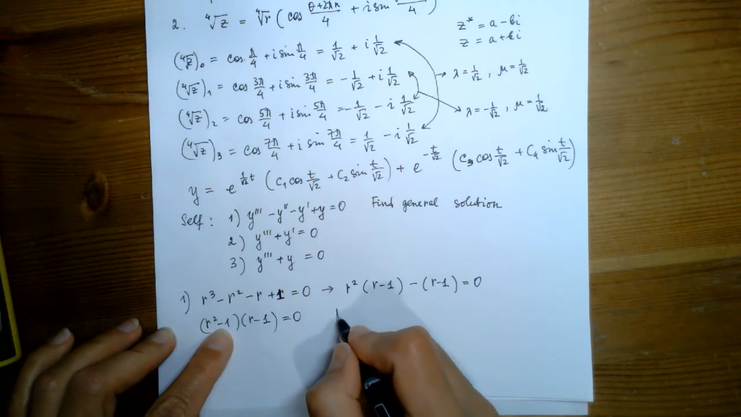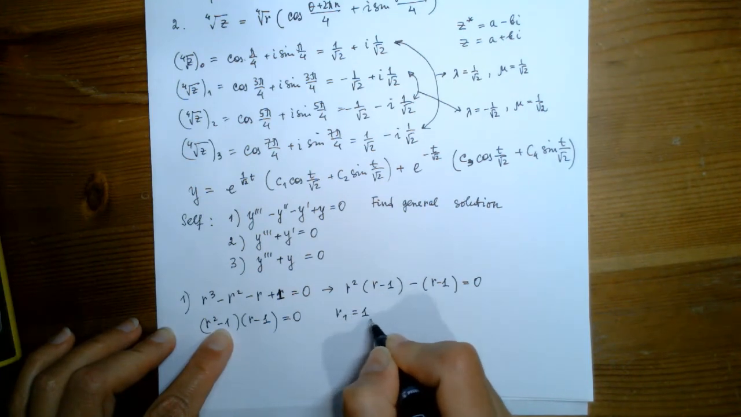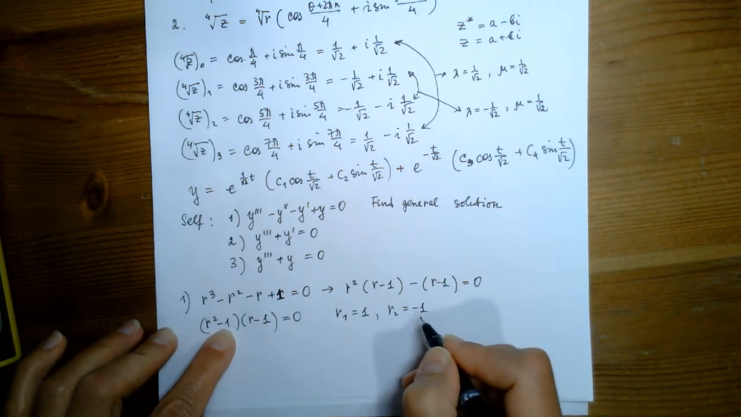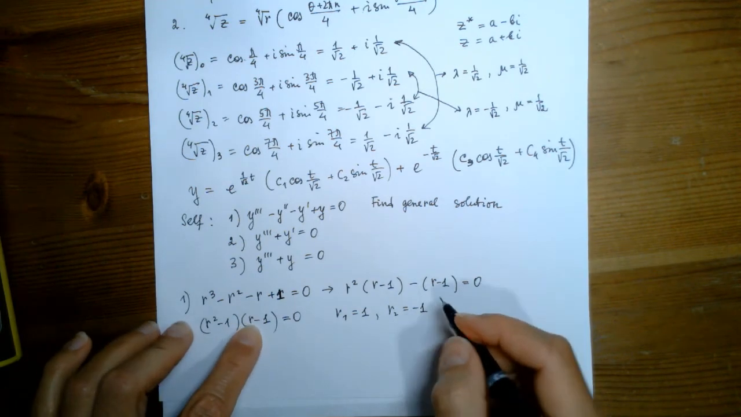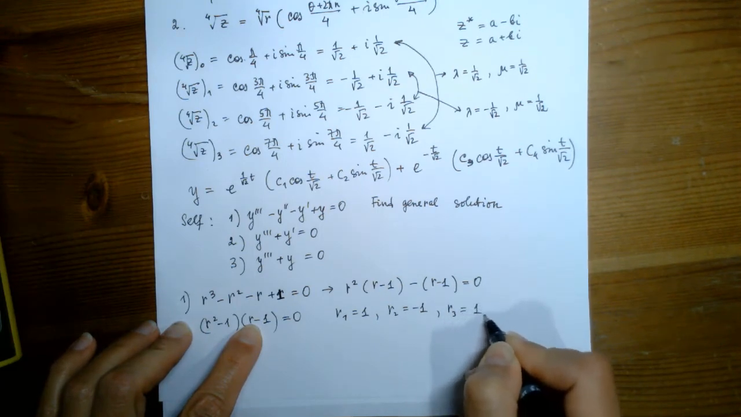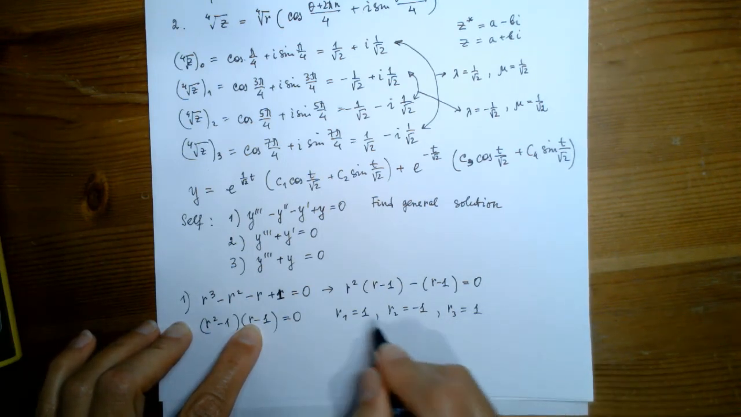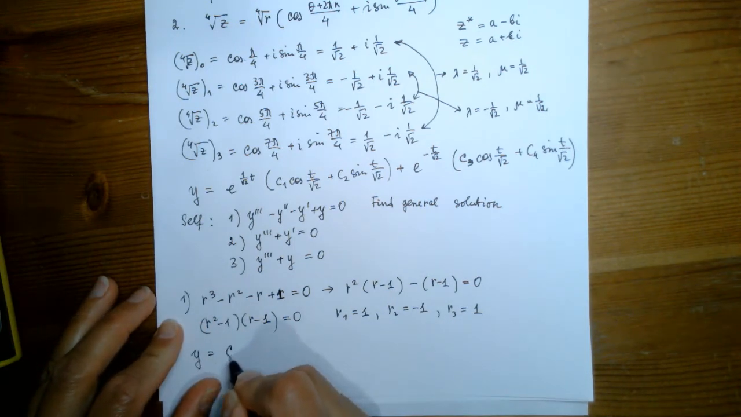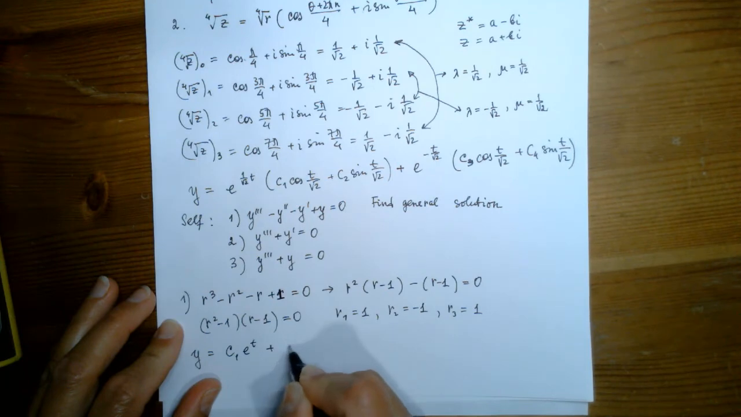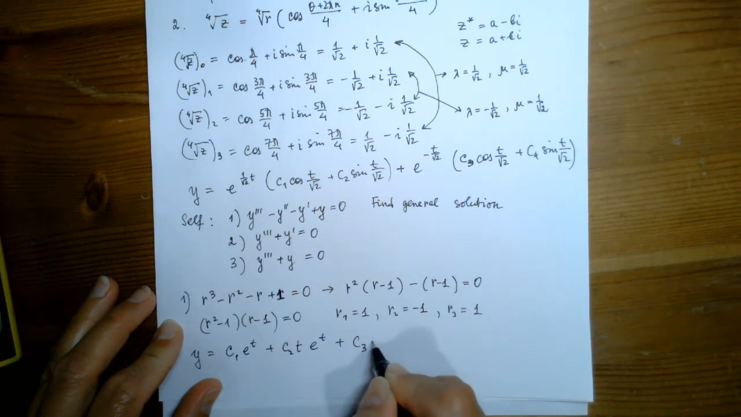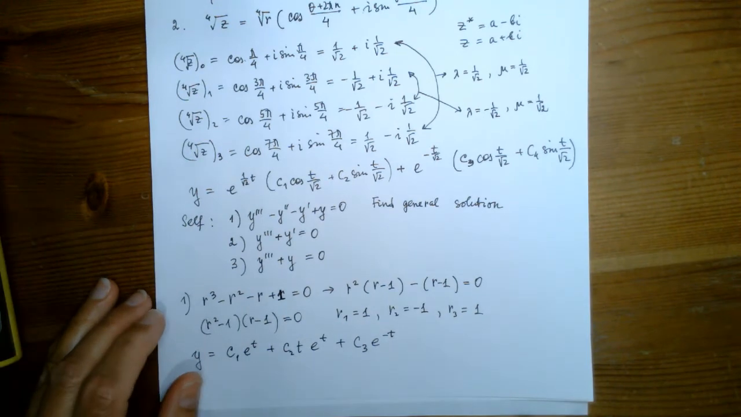So my roots from the first one: r1 equals 1, r2 equals minus 1, plus minus 1 as a square root, and the second one is going to give me one more root of 1. So we have two repeated roots. My general solution is going to look like this: C1 e to the power of t, C2 t e to the power of t, plus C3 e to the power of negative t. Okay?